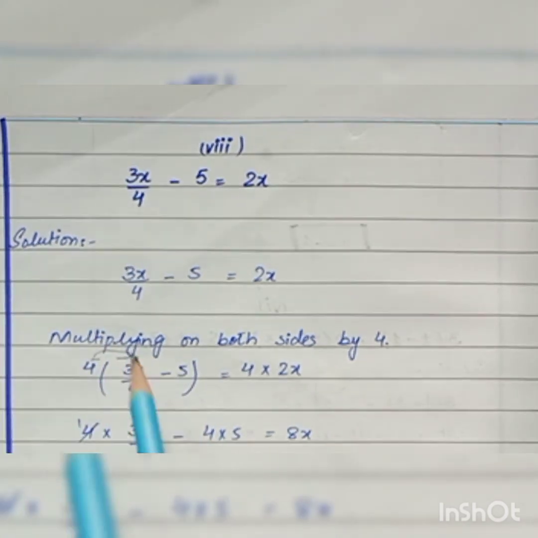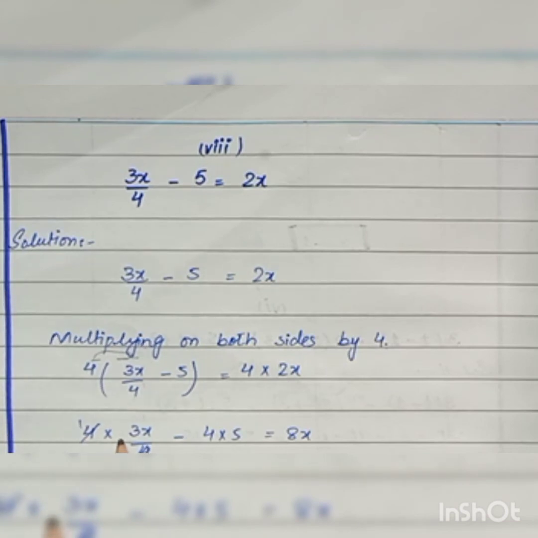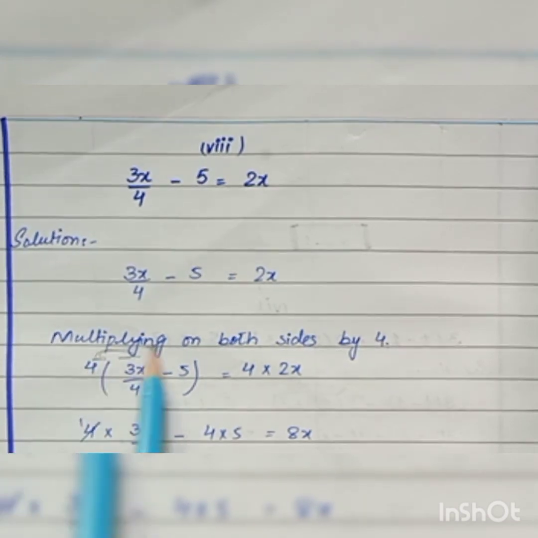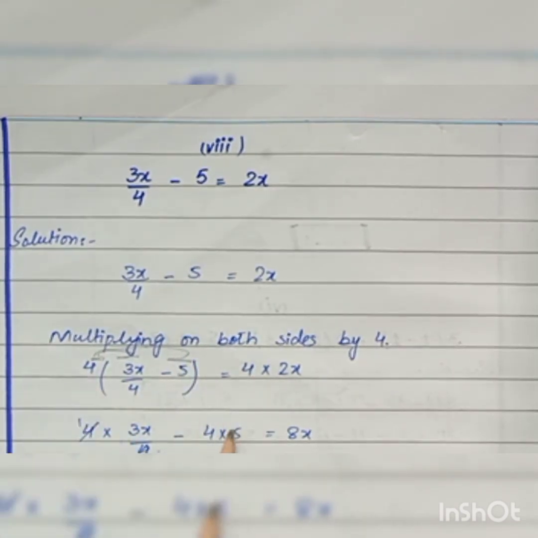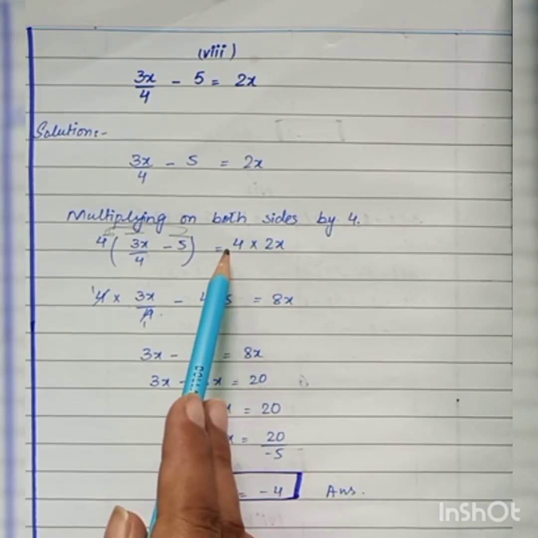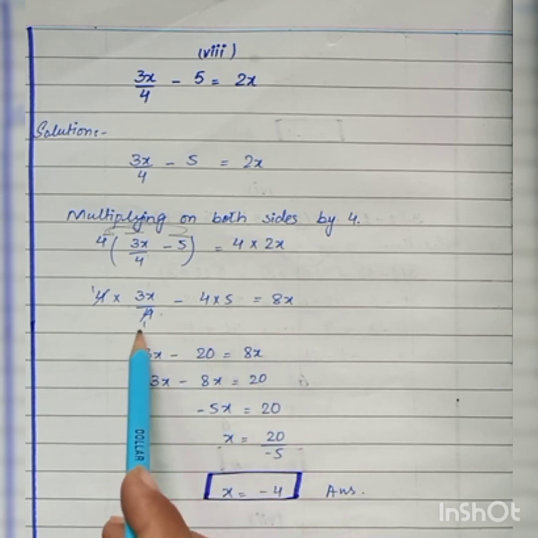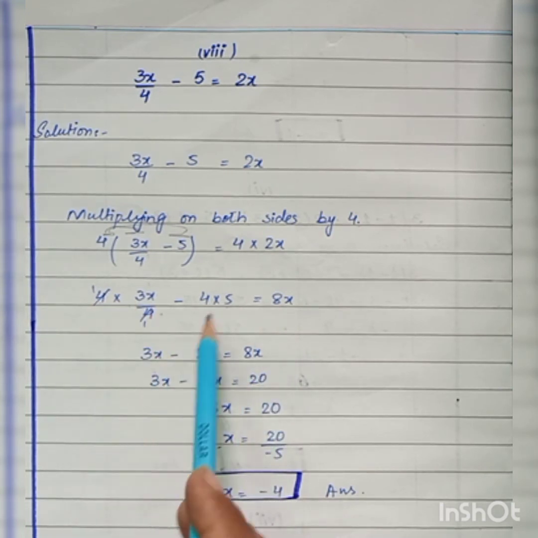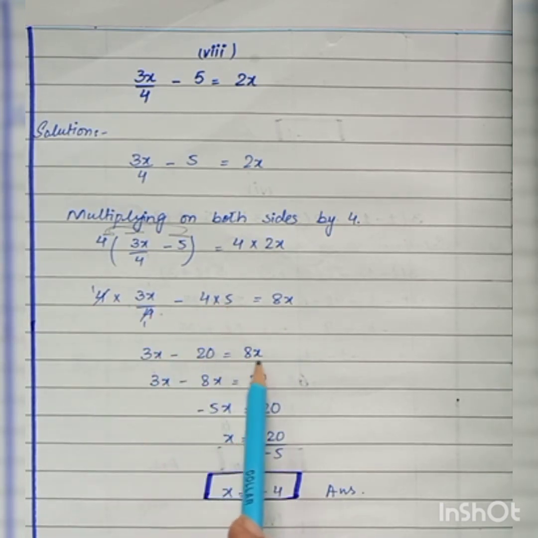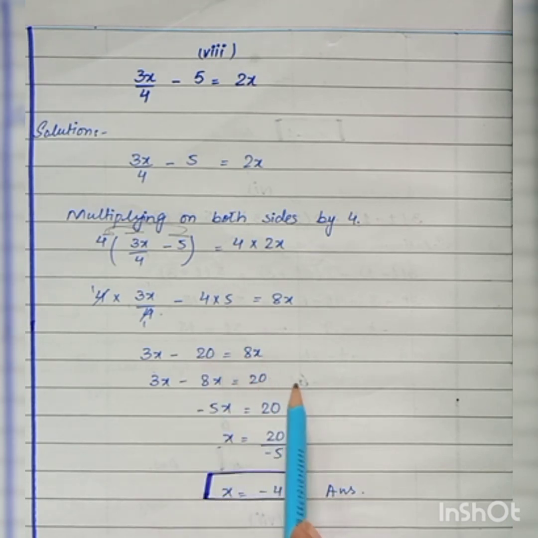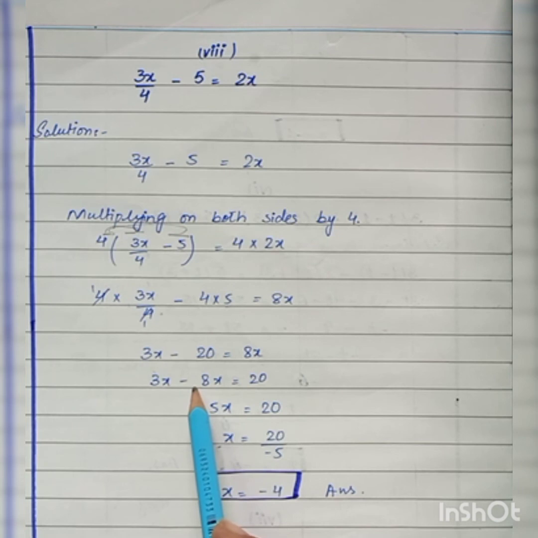4 is multiplying to 3x by 4, and 4 is also multiplying to minus 5. 4 1s are 4, 4 1s are 4, 3x as it is, minus 4 5s are 20 is equal to 4 2s are 8, 8x. Now we will move 20 to the right hand side and 8x to the left hand side. So 3x minus 8x is equal to 20. By subtracting, the answer is minus 5x and 20 as it is.